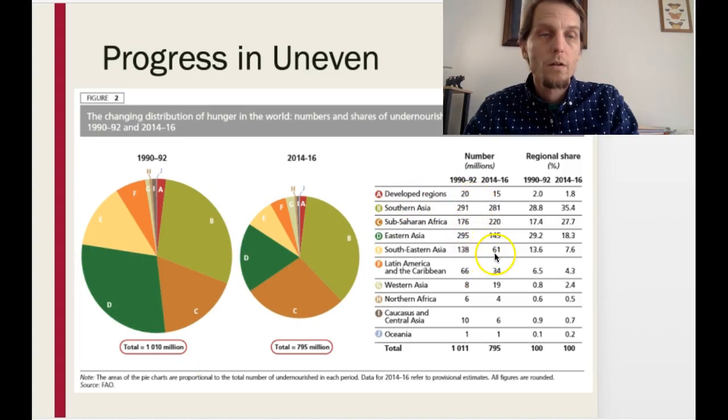You can see many dramatically increase. This is the changing distribution of hunger in the world, and the numbers and shares of undernourished people by region. So we're looking at undernourished people. There are a lot fewer undernourished people in developed regions, as well as some of southern Asia. And this has to do with their own little rice revolution. We had a wheat revolution in South America.